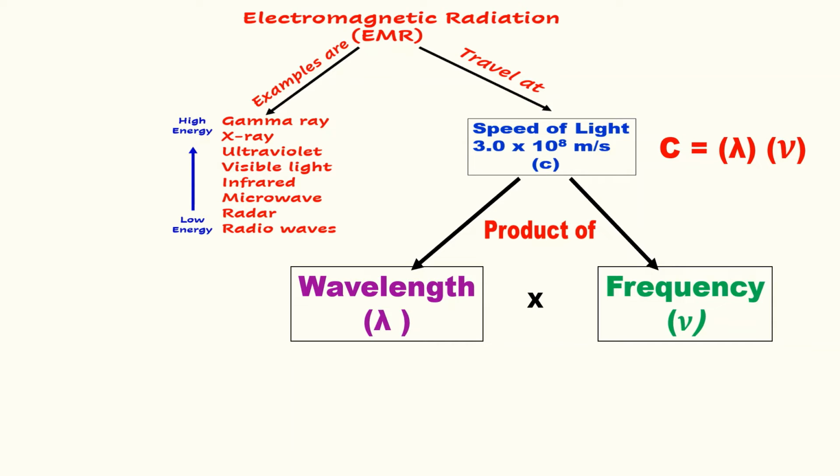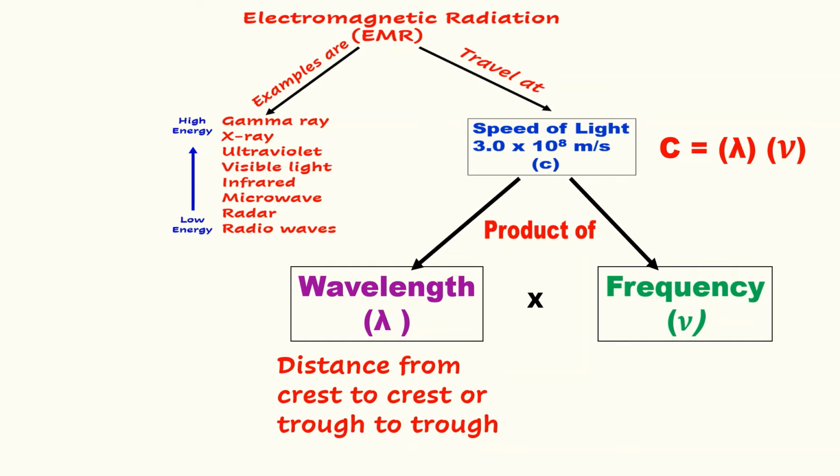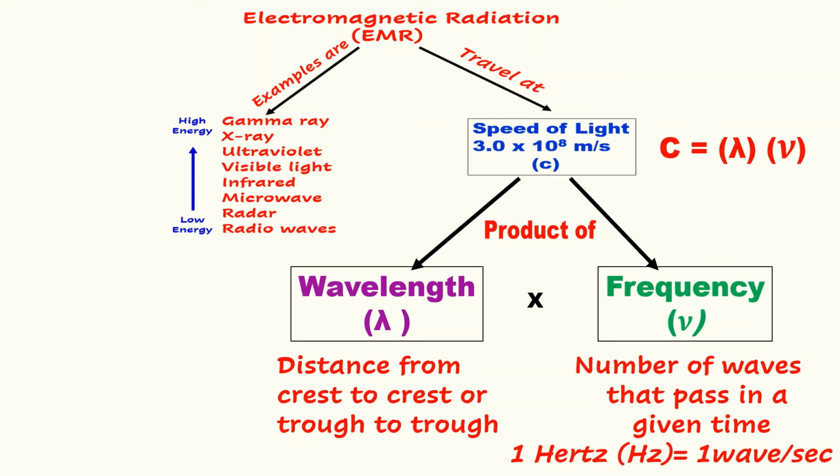So what is a wavelength? It's the distance from crest to crest or trough to trough in a wave. A crest would be the highest point in the wave, and a trough would be the lowest point. The frequency relates to how frequently we see the wave, and it's measured as the number of waves that pass a point in a given time. The unit is waves per second, which is also called a hertz. This unit is named after a person, Heinrich Hertz, so it starts with a capital H.